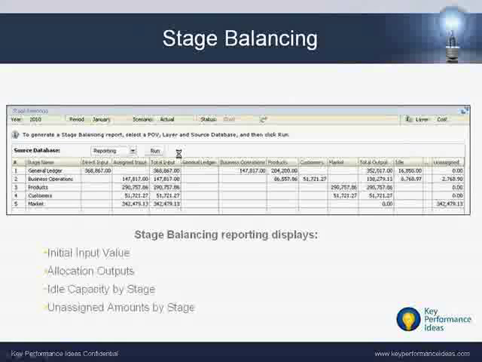Stage balancing. Stage balancing is a feature that allows you to really get visibility into the data. So you can see your initial input values, your allocation output by stage, and also your idle. So if something did not get allocated at the end of the cycle, you can quickly see those values present themselves, and this goes to the transparency.